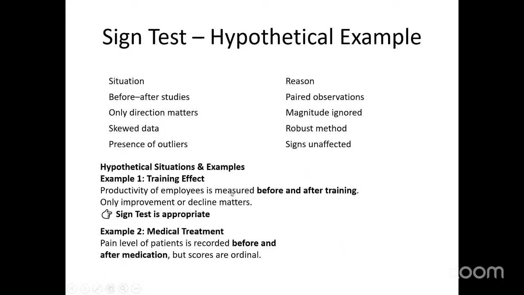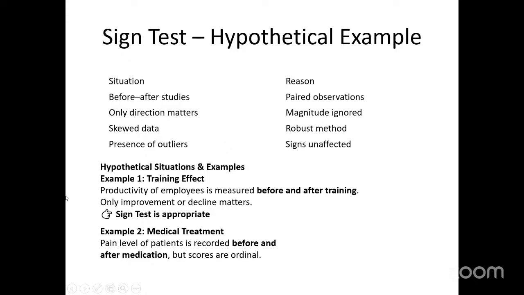So now the situation: before and after studies, that I have already told through my example. Paired observations are there. Only direction matters. It is a robust method for such data. Presence of outliers is a concern for every non-parametric case as the normality assumption is violated. For the parametric case, it is not there, but in the non-parametric case, the presence of outliers is there.